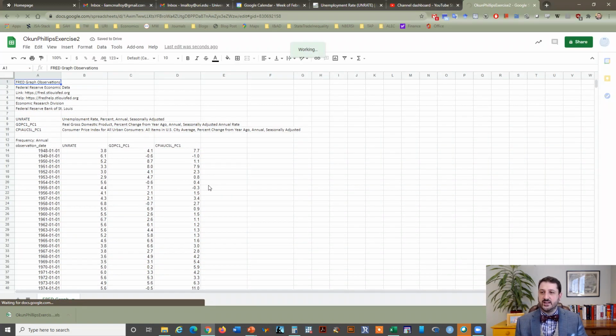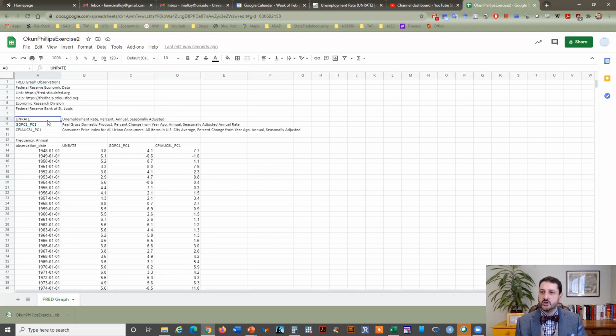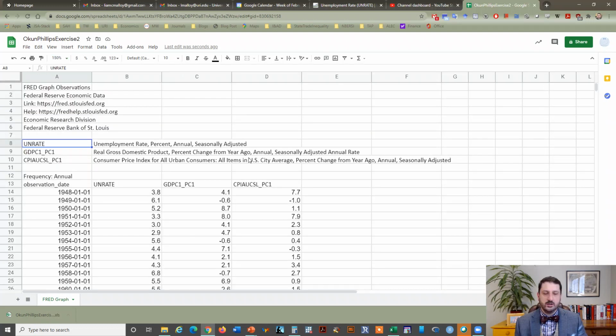All right, so we've got the data here, right? We've got a little bit of information from FRED up top, and then we've got descriptions of our data sources. Let me just zoom in a little bit so everybody can see better. So we've got our unemployment rate in percent, annual, seasonally adjusted. The seasonal adjustment doesn't matter since it's annual data. Our real gross domestic product, percent change from a year ago, so that's real GDP growth, annual, seasonally adjusted annual rate. And then our inflation rate, consumer price index for all urban consumers, all items in U.S. city average, percent change from a year ago, annual, seasonally adjusted.